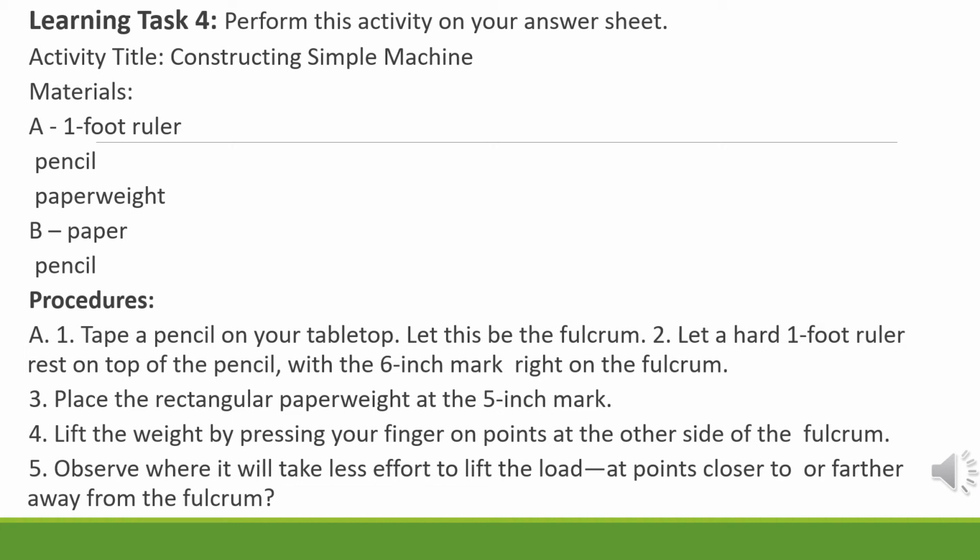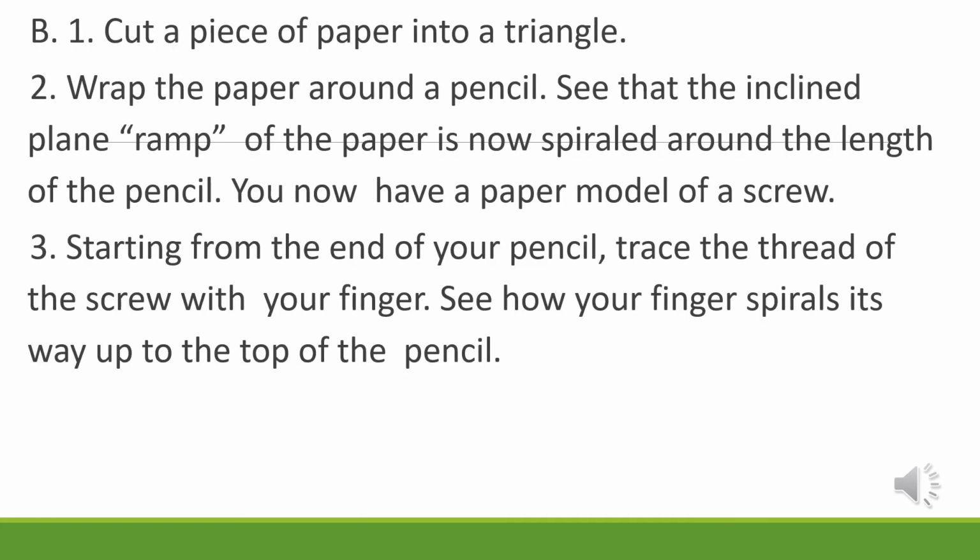3. Place the rectangular paper weigh at the 5-inch mark. 4. Lift the weigh by pressing your finger on points at the other side of the fulcrum. 5. Observe where it will take less effort to lift the load, at points closer to or farther away from the fulcrum. B. Number 1. Cut a piece of paper into a triangle.